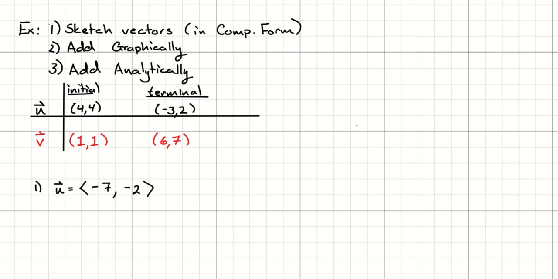What is V as a vector in component form? So 6 minus 1, 5, and 7 minus 1 is 6. Have I lost anybody on how I got these? I just didn't show the steps in it.